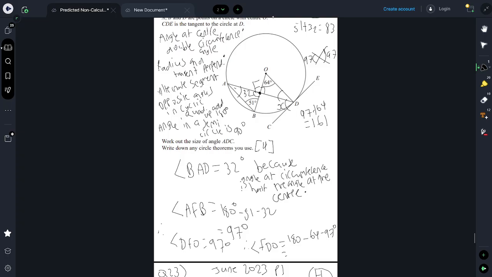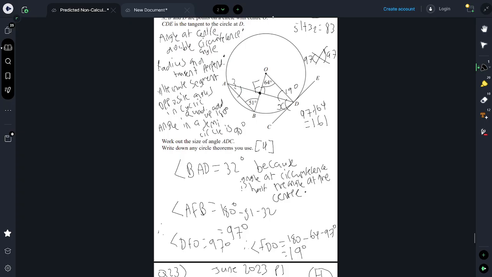Hang on, I need to check here. 161. Is this right? Minus 51. Half of that is 32. 29. It should. Okay, I think that's right so far. Again, double check your mental working out. Well, that's 180 minus 161. Well, that's going to be 19. Cool.